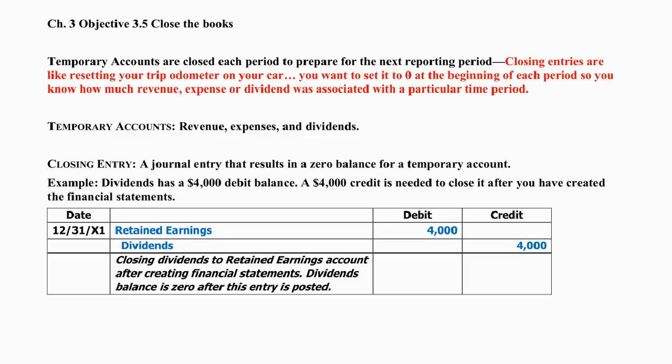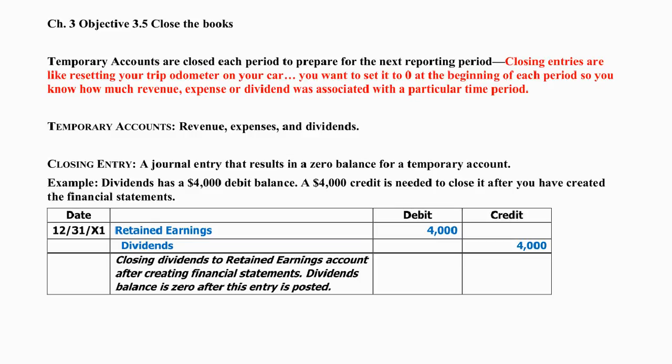It's kind of like your trip odometer on your car. If you want to know how many miles you're going from one place to the next, the easiest way to do it is to reset it at zero. And that's what we do with these temporary accounts. What accounts are the temporary accounts? Revenues, expenses, and dividends. The other accounts are permanent accounts, and they always carry a balance, like your cash account, your own personal checking account. If it hits zero, it's not because you did a closing entry, but it typically carries a balance. It carries a balance always, and we don't create an entry just to reset it back to zero.